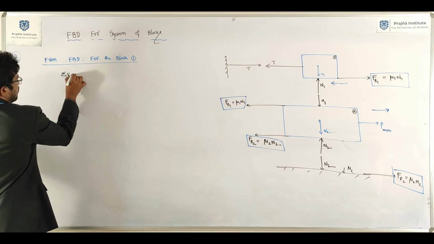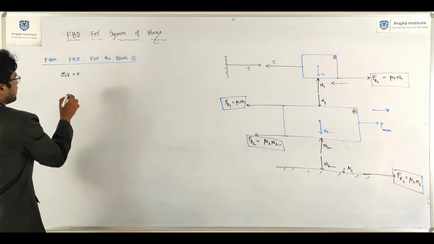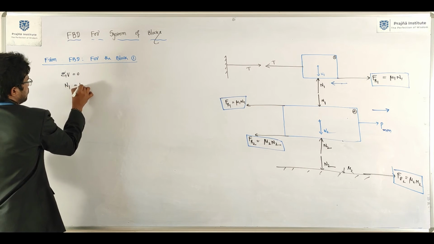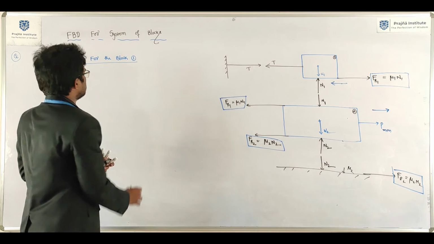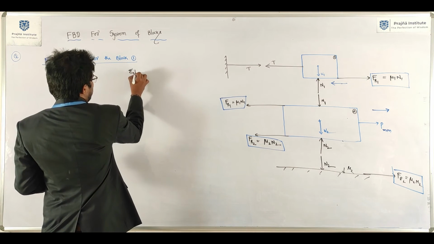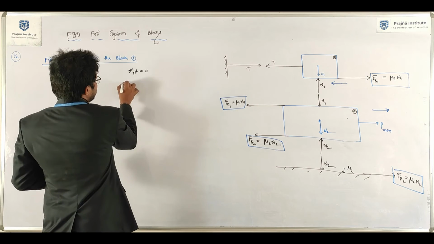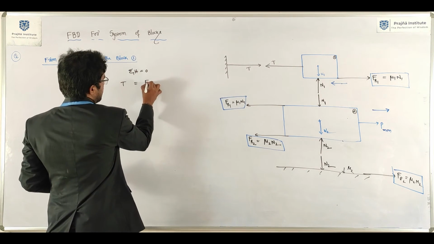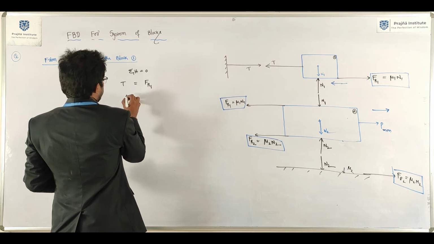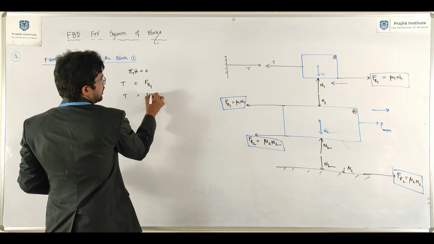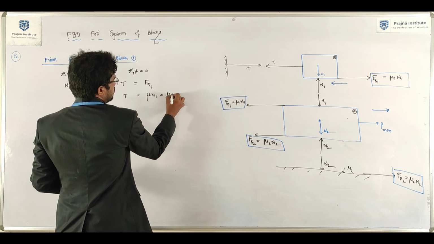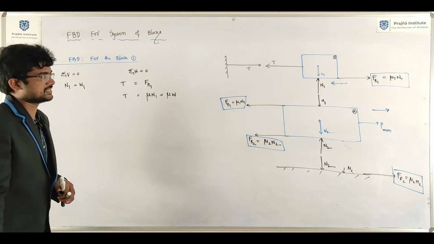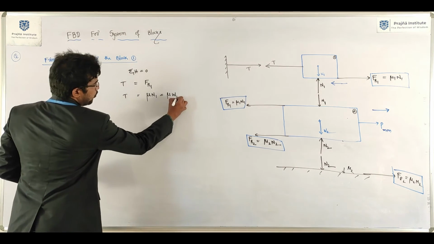Here, sigma V equals 0, N1 equals W1. Next, sigma H equals 0, tension T equals, tell me, Fr1. T equals mu into N1, equal to mu into W1. That is the tension in the string.